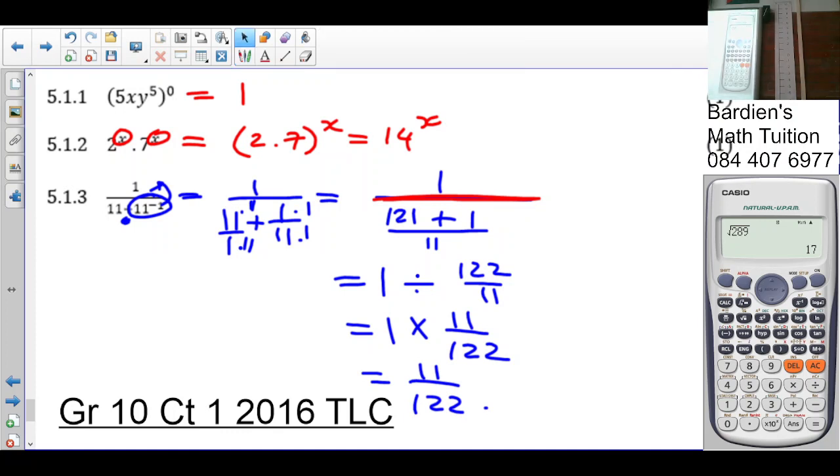Okay, let's check. 1 over 11 plus 11 to the negative 1. So remember the sum is without using the calculator, so I'm just checking that this is correct.